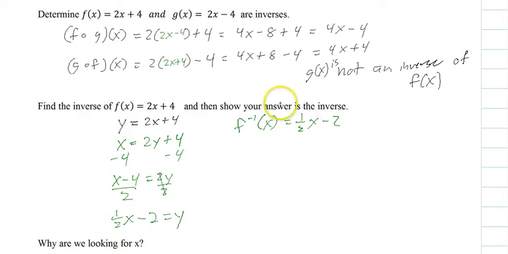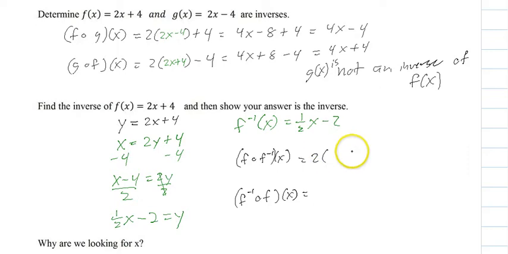How do we know it's true? Well, we're going to do a composite of them. So we're going to go f composed of f inverse of x, and then we'll also do f inverse composed of f of x. Alright, so we're starting with our first function right here, 2 parenthesis plus 4. We'll plug it in. Alright, distribute. So that would be 2 over 2, which is 1, minus 4 plus 4, and there it is. Check one.